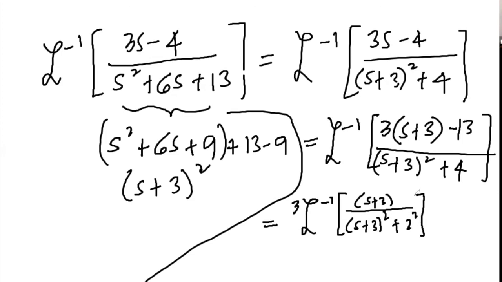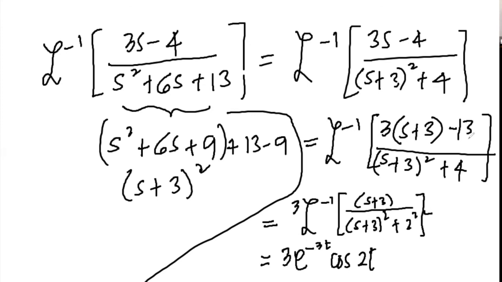That's the first term. So what is this? First shifting property of cosine, right? So this one will be 3 times e raised to at. What is our a here? Negative 3. e raised to minus 3t cosine of, what is our b? 2. So 2t. That's the first term.